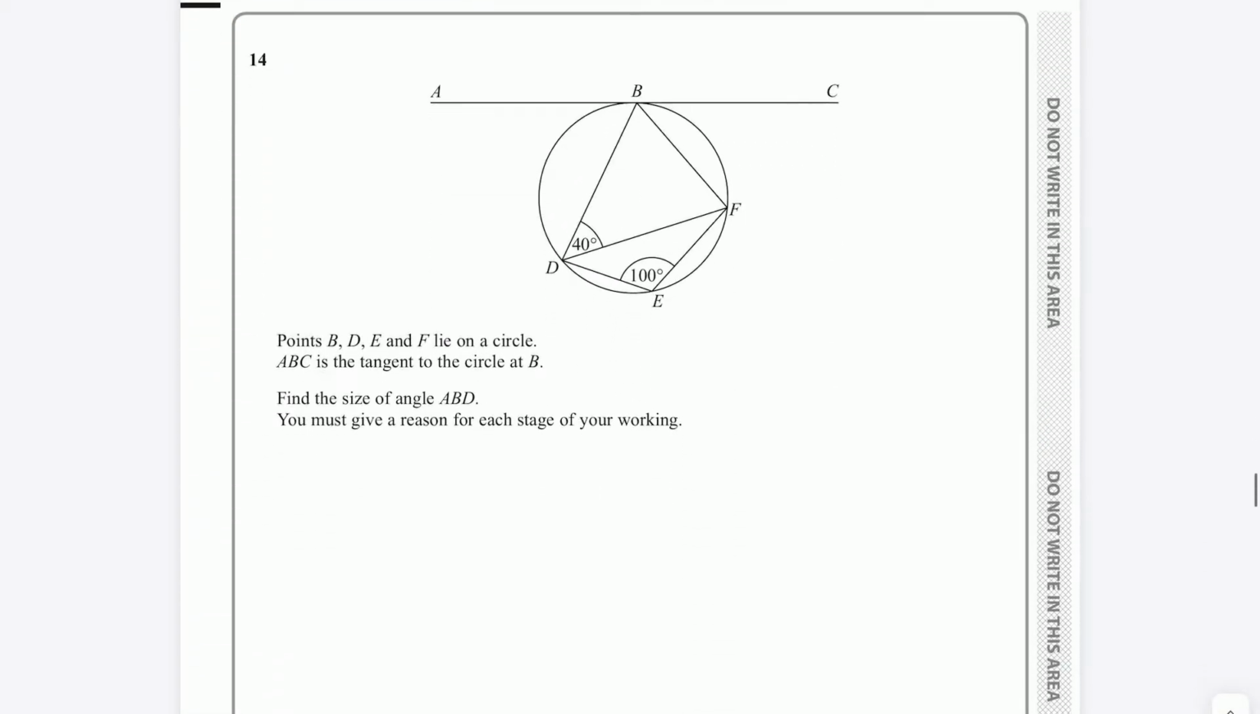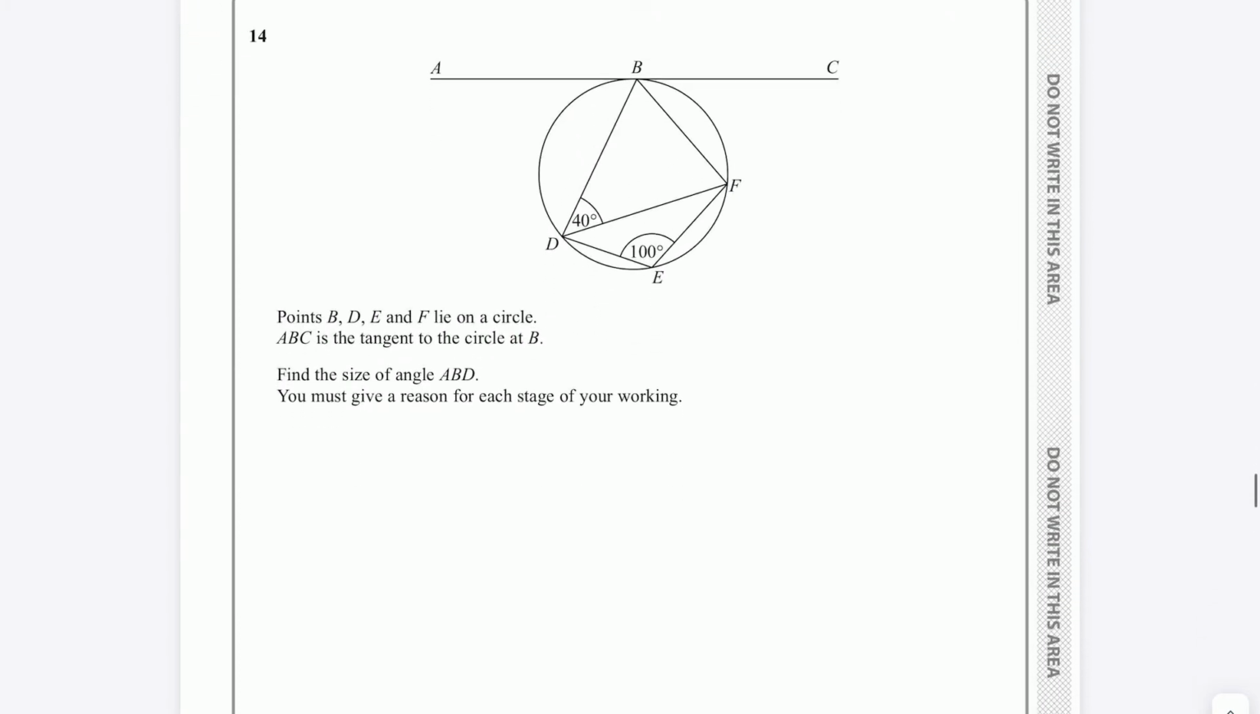Question 14. So we've got B, D, E, and F lie on a circle. It wants us to find A, B, D. So A, B, D, if I just draw that on, is that one there.